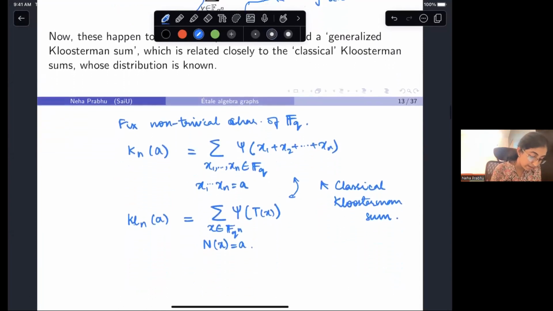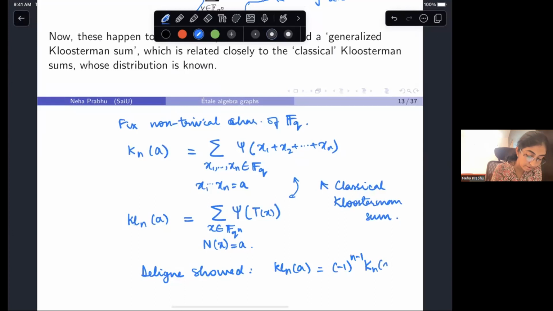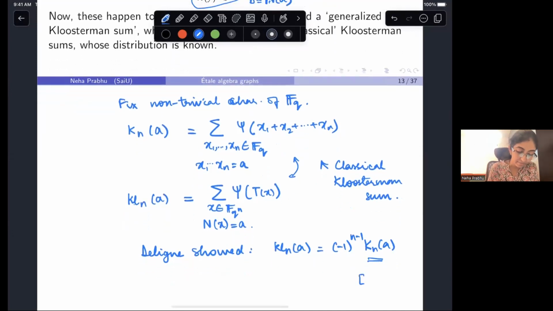And Deligne proved that, in fact, these two are similar up to a sign. Deligne showed that these are just (-1) to the n minus 1, times Kn of it. So there's just a sign difference. If you want to study either of them, since it's just a sign difference, you can, for example, now we're talking about all these values sitting inside some interval. This one stays in -n to n, or we can normalize it to stay in -1, 1. All of them lie in this interval.